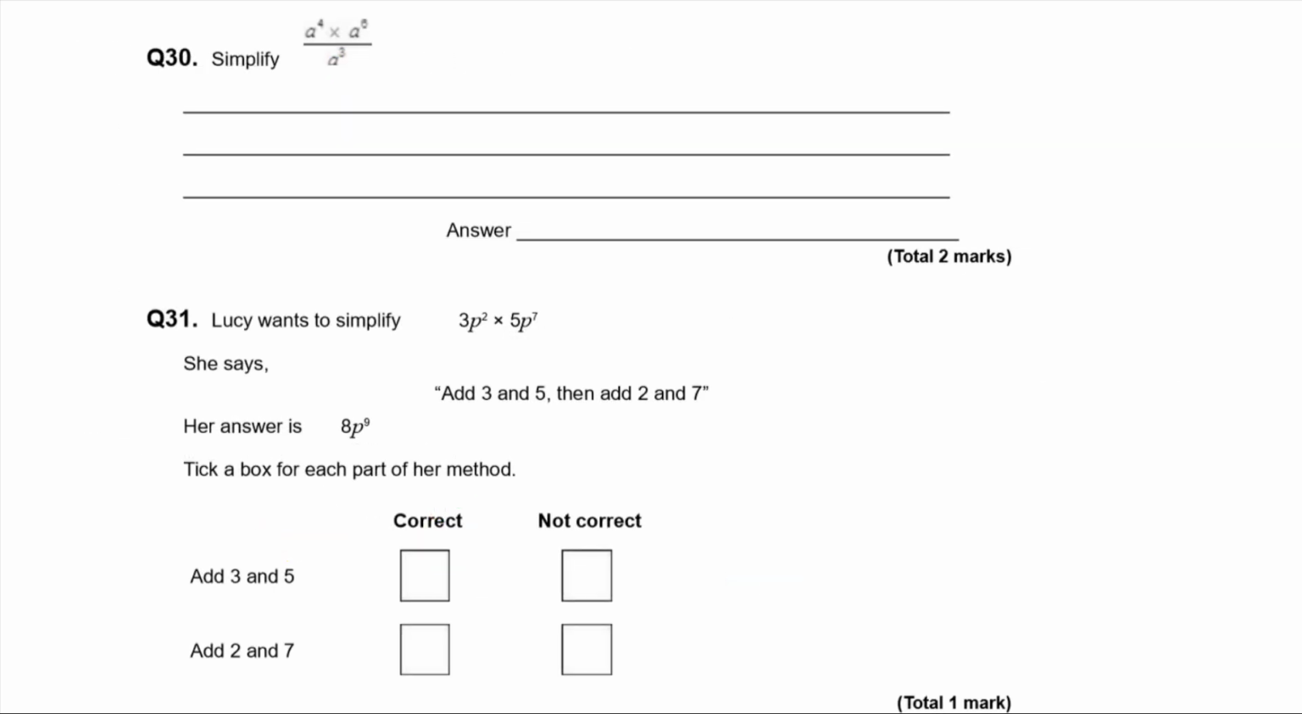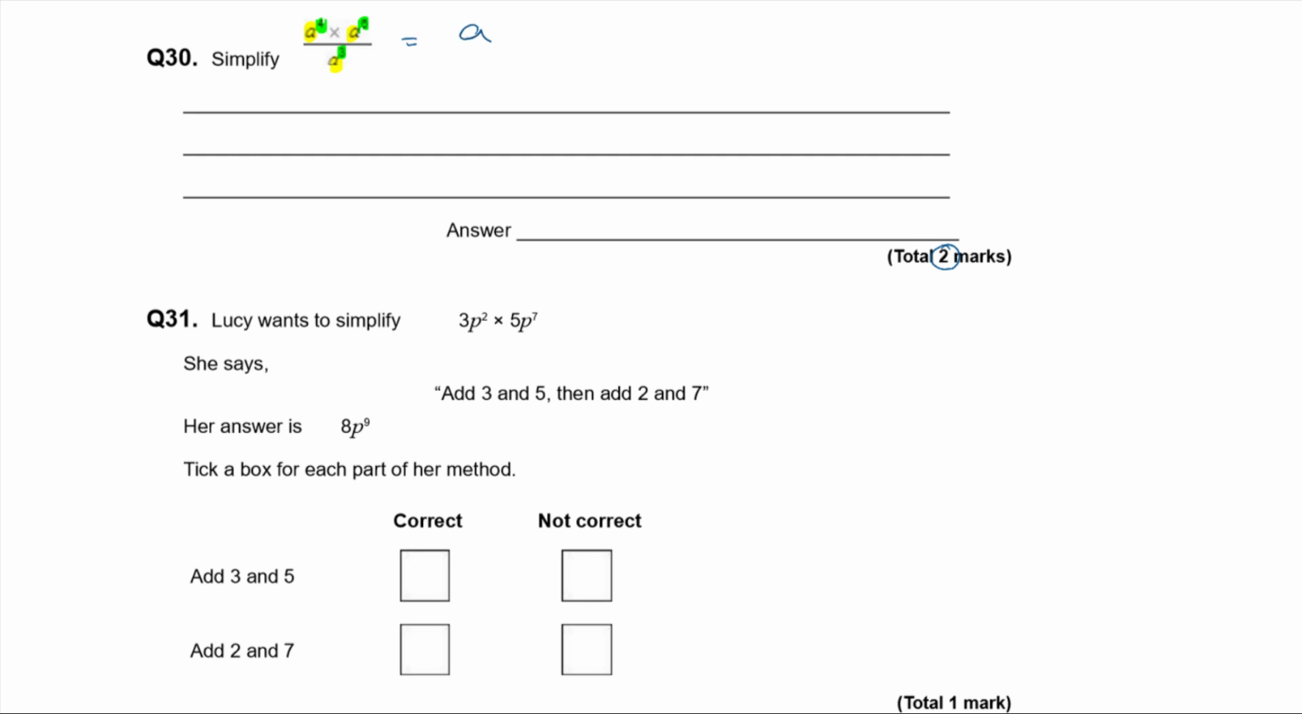Question 30, everything with the same base here again. Going to be adding when we're multiplying, and we're going to be subtracting when we're dividing. Okay, I'm going to do it in two steps just to break it down a little bit. It's out of 2 marks, isn't it? So you get 1 mark for doing the top part. Better to break it down and kind of bank your marks as you go along.